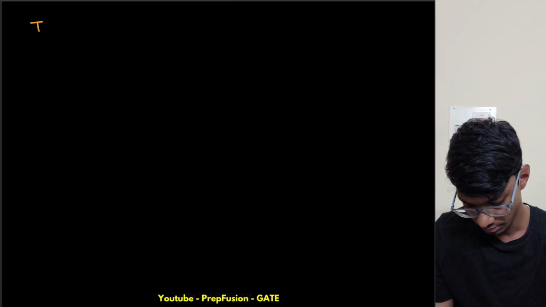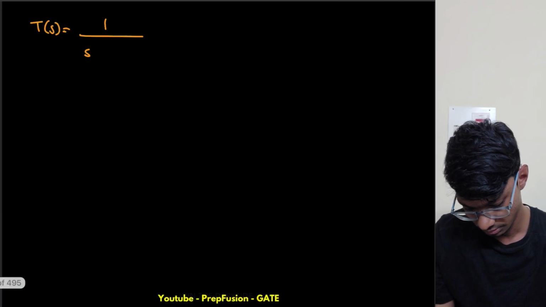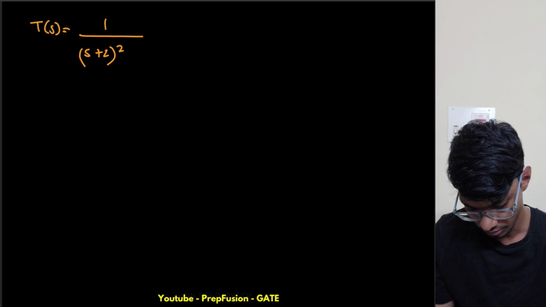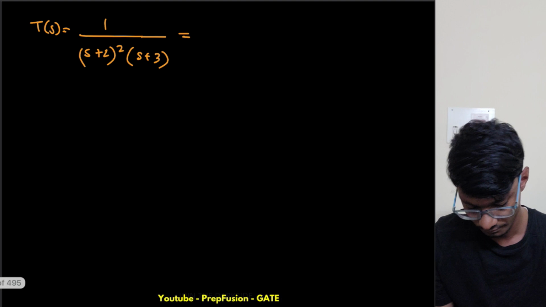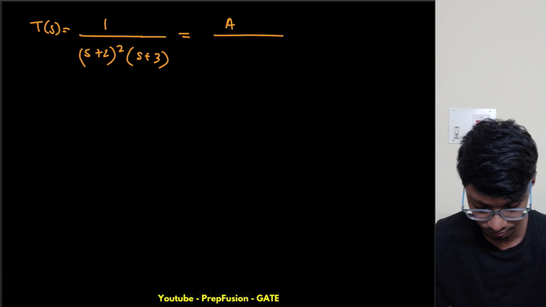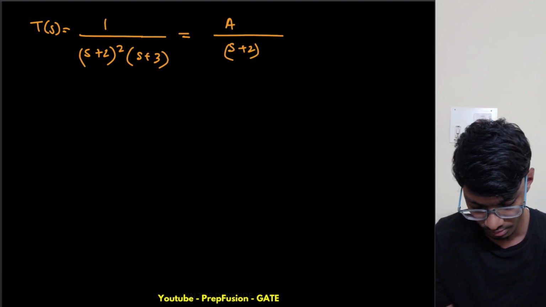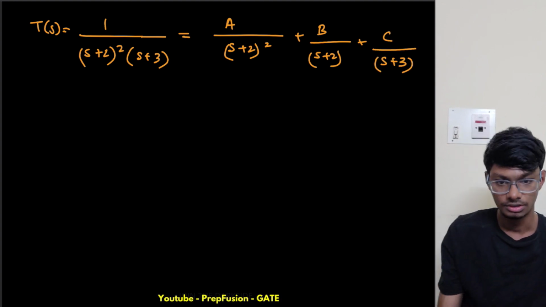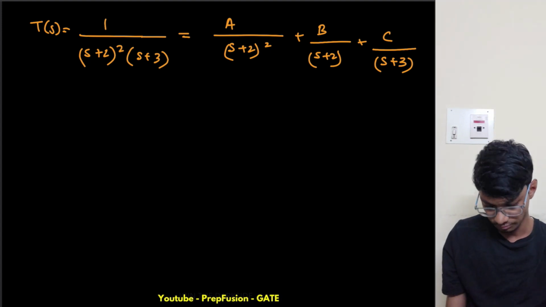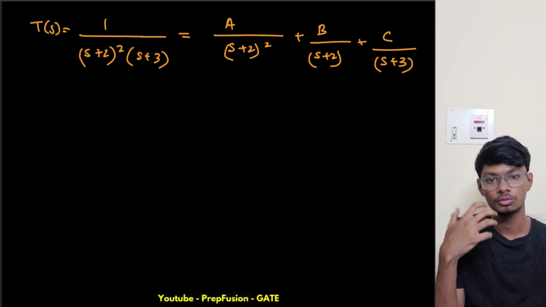Now let me convert this into our decomposition, the partial fraction. This transfer function, which is equal to 1 over (s plus 2) whole square into (s plus 3), will be equal to a over (s plus 2) whole square plus b over (s plus 2) plus c over (s plus 3), right? So these will be my a, b and c. Now I hope you know how to do partial fractions.